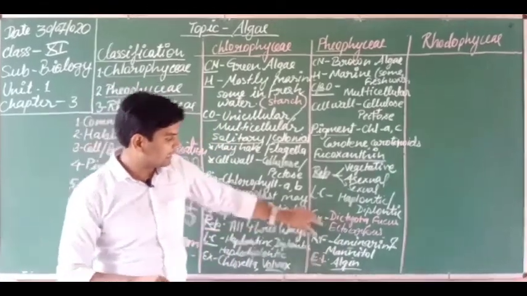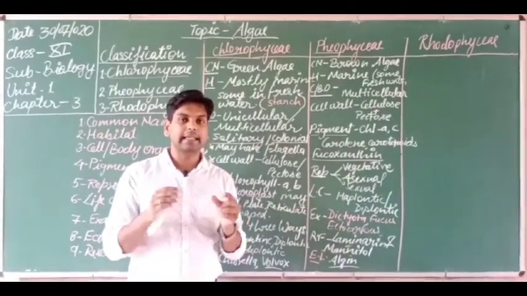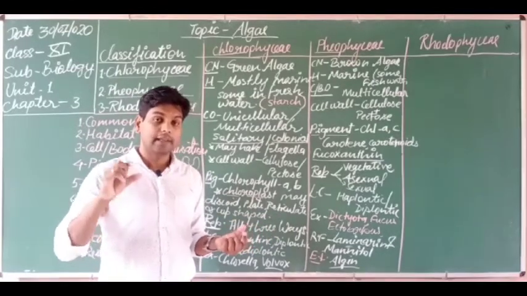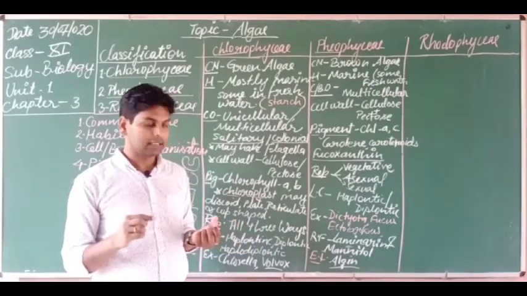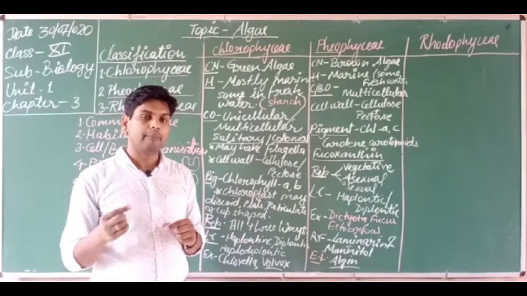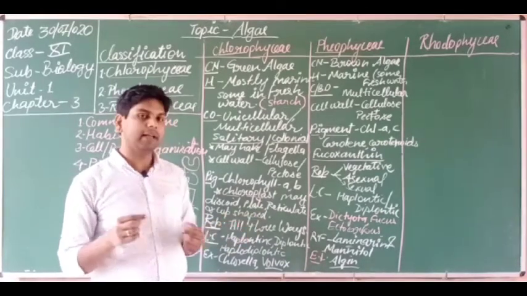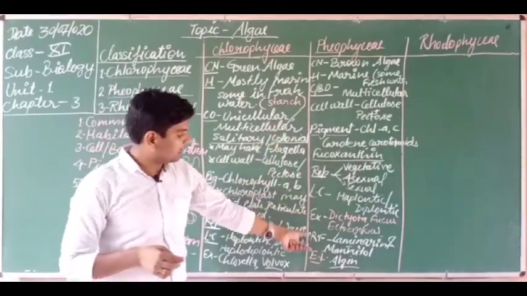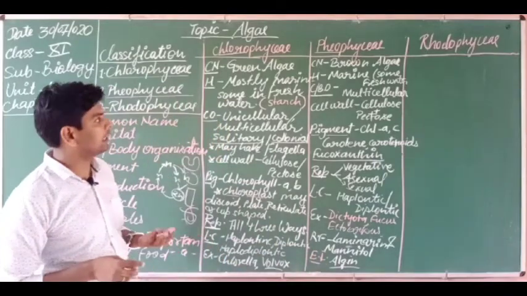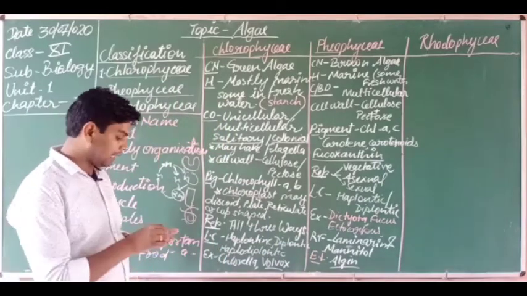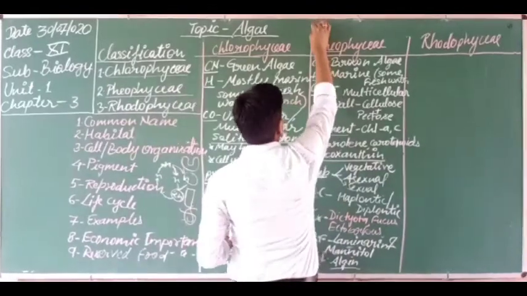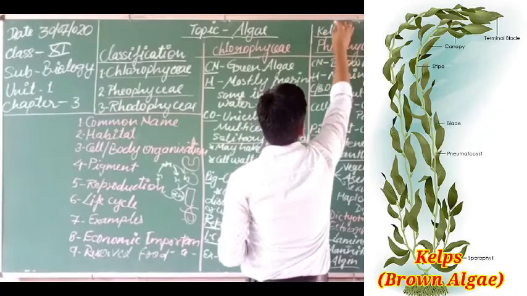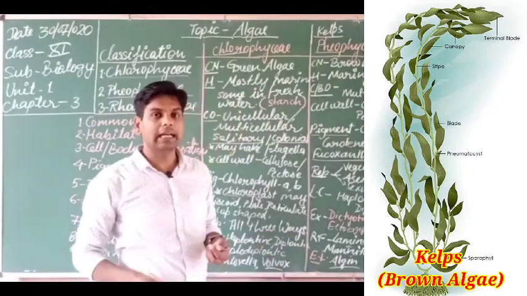Got it? Because these substances are thickening substances, just like glue-like or thick substances. That is why they are used in ice cream and different things to make them thickened. So these are the economic importance. One another important thing, students, I want to tell you: the largest alga or largest brown algae is what? Kelps. So kelp is the name of a category of alga.